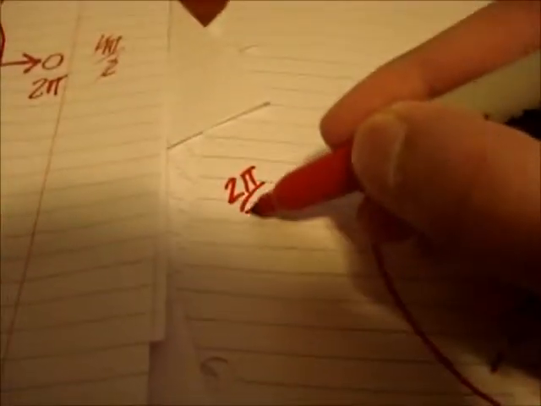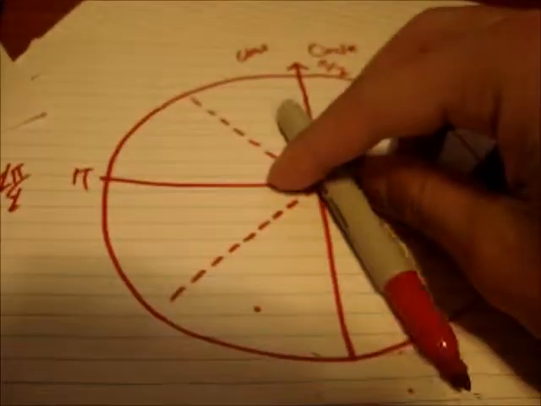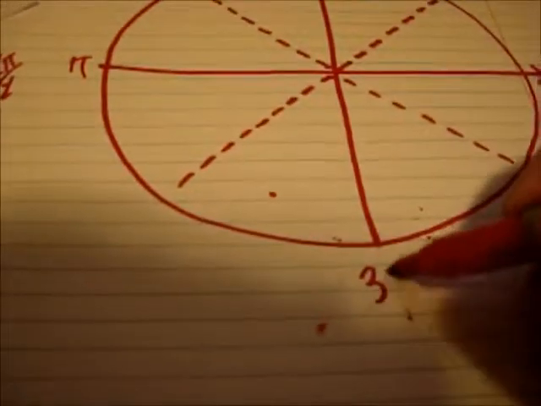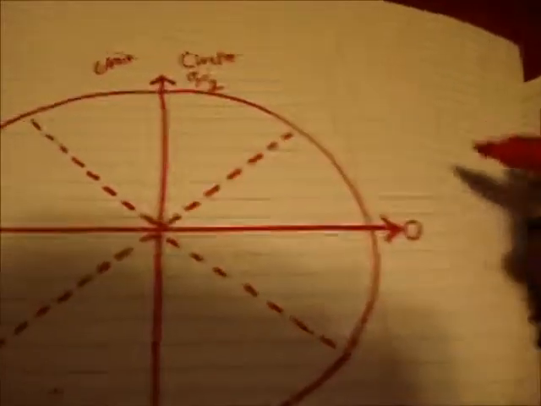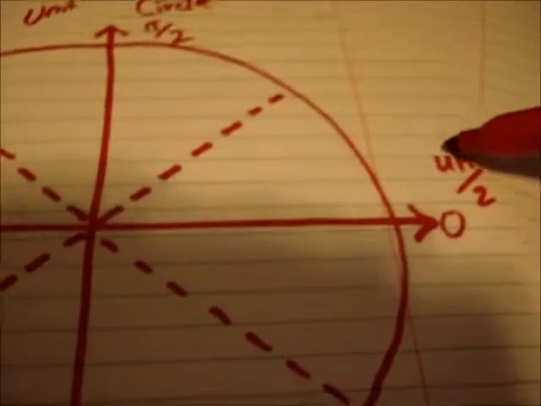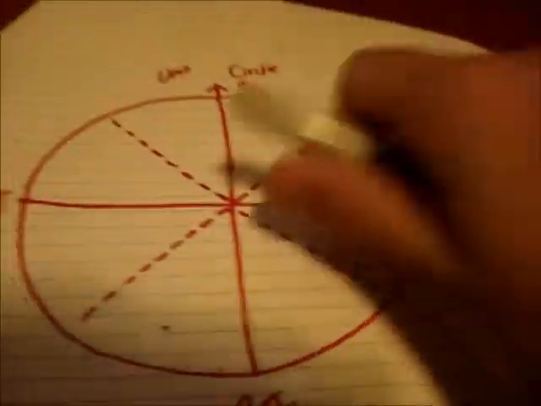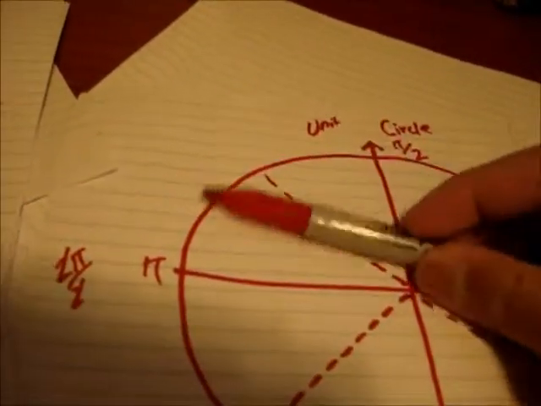But you need to know that 2 pi over 2 cancels out and makes pi, right? So 0, pi over 2, 2 pi over 2, and then 3 pi over 2. And then 4 pi over 2, which simplifies to 2 pi. That's why when you go all around the circle you get 2 pi, and when you go half around the circle you get pi.